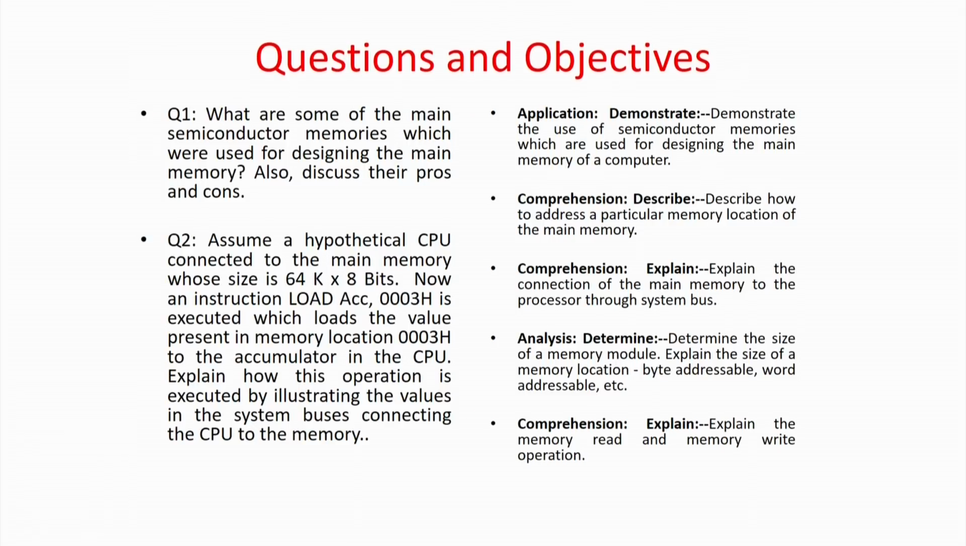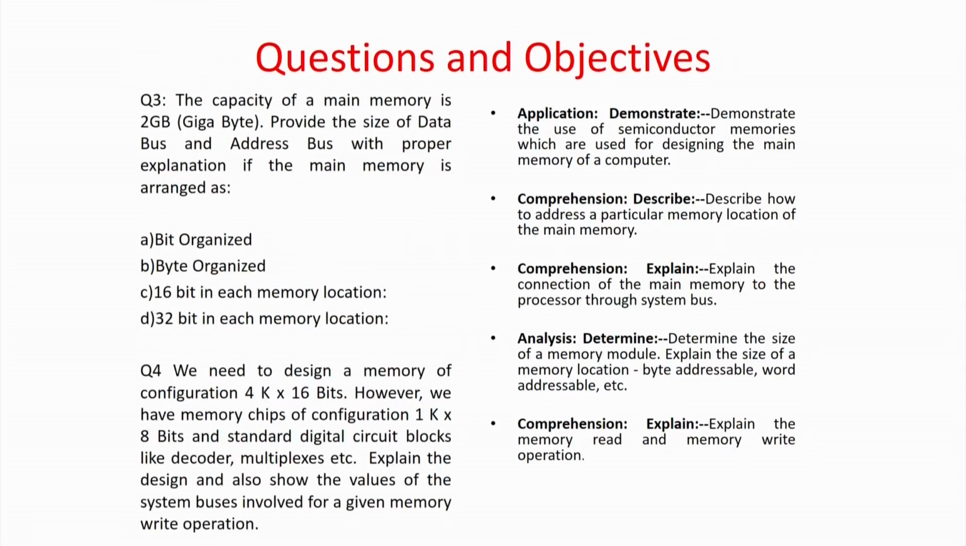Similarly, we are given a hypothetical memory configuration, and then we have asked how it can be interfaced within the system bus. So, this will be covering the objective on how to address a particular memory, and explain the connection of the main memory to the CPU or the system bus. And this is the question on if there is a memory of such size, whether it is byte organized or bit organized, how it can be accessed, what the basic architecture is, what the data bus size is, and what the address bus size is. So, I think these objectives can be easily satisfied by these two.